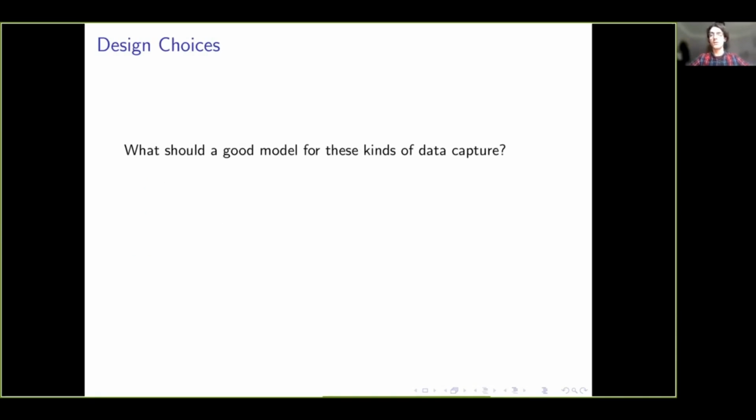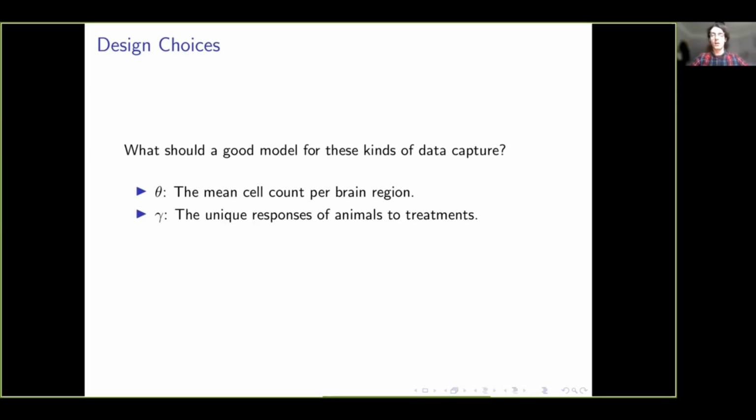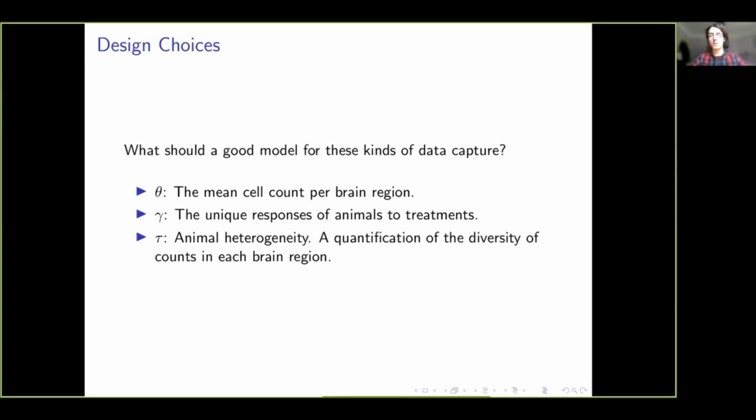So a good model for these kinds of data should aim to capture the following. Theta. This is a mean cell count per brain region, or a mean expression level per brain region. We expect animals to respond uniquely to treatments, and this is captured as an offset about theta. Here it is written as gamma. And tau captures animal heterogeneity. It's a quantification of the diversity of responses of animals in each group and each brain region.